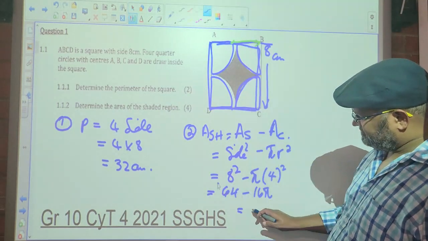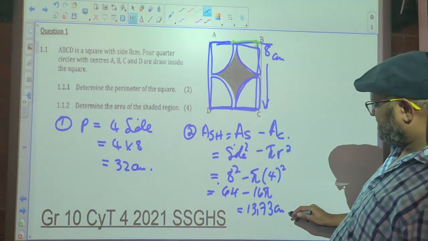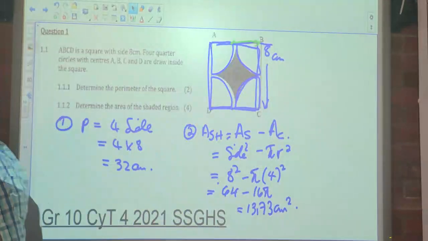13,17 centimeters. Is that correct? Okay.